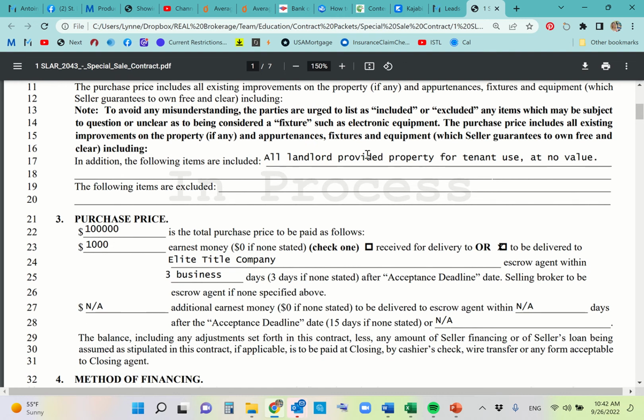So what we typically put when this is a rental property that's got tenants in it, we typically put all landlord property provided for tenant use, and we add at no value. Why? Because you learned in real estate class that we cannot convey property, not sell property, in a real estate contract. They can leave it along, but there's no value to be associated with that. So we're asking here for anything the landlord owns that the tenants are using. Those are typically refrigerators and stoves and things. And typically sellers aren't taking that stuff, but it's a good idea to be clear.